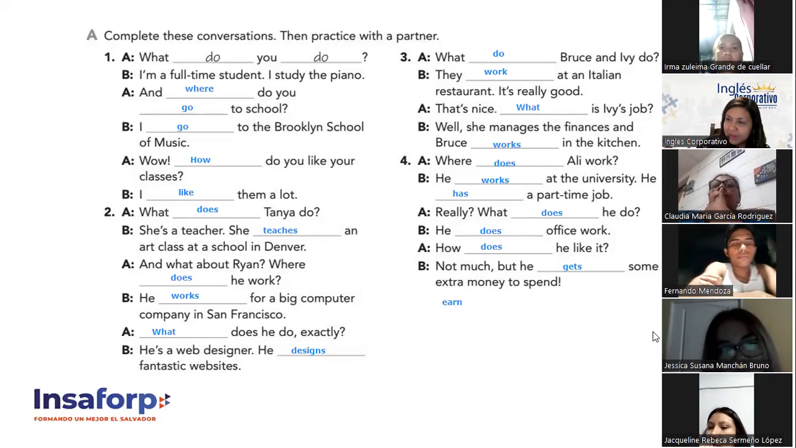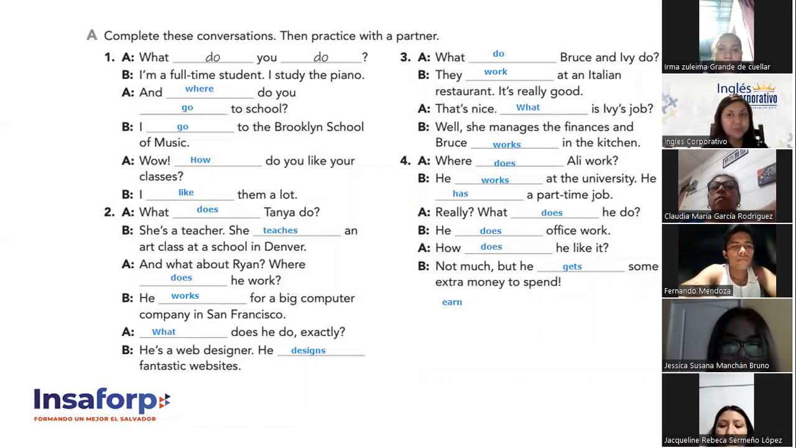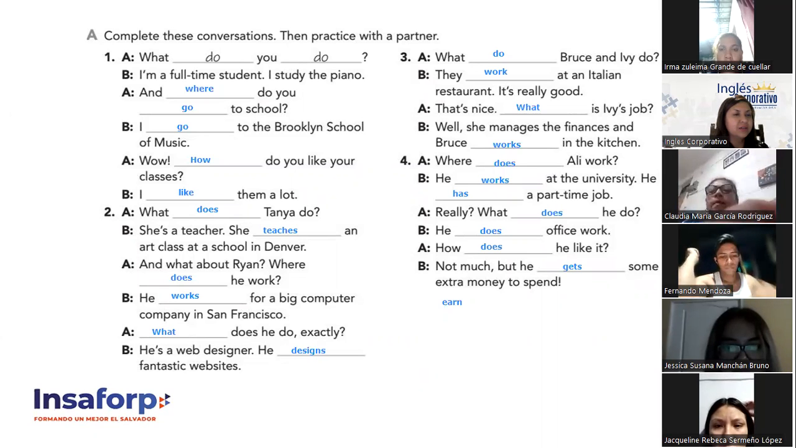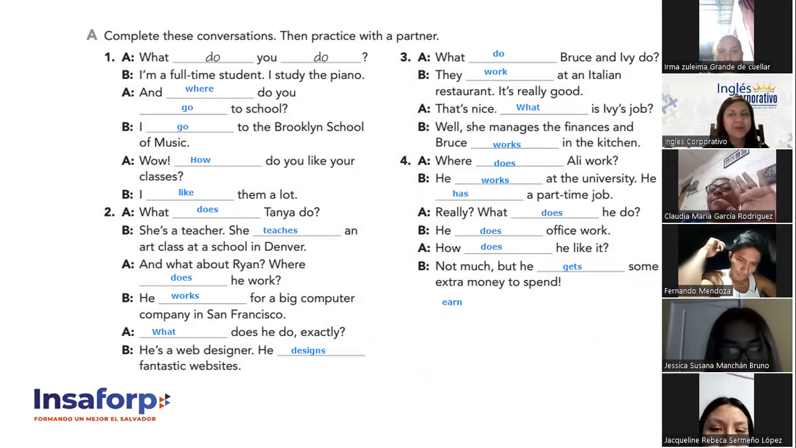Okay, so we finished. I would like some volunteers to read the conversation. Conversation number one, two volunteers. Isabel and Fernando. Okay. Conversation two. Two volunteers. Braulio and Alejandro. Okay. Conversation three. Ana and Damaris Castellanos. Yes. And conversation four. Betania and Claudia Maria. I think you're raising your hand. Okay, go. Let's go.